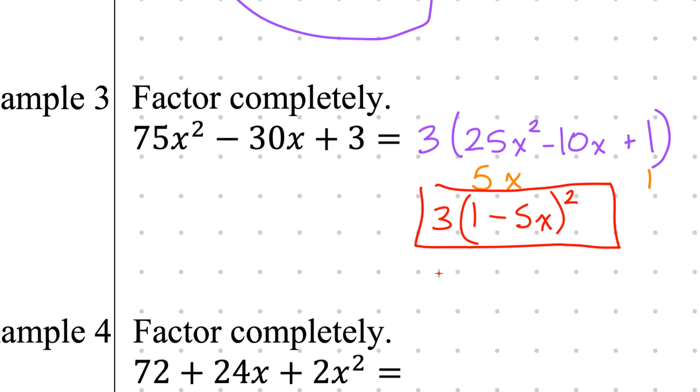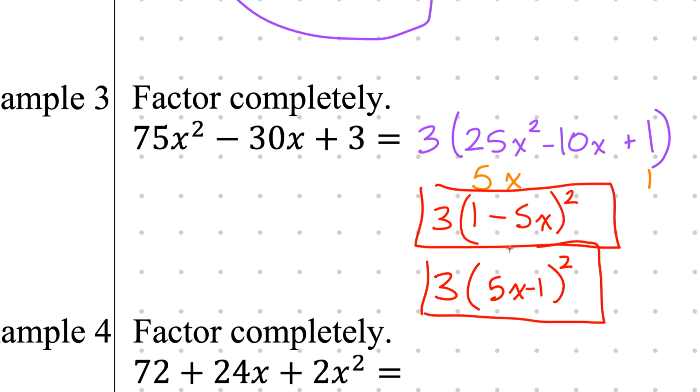And I'll write down the other answer just in case that's confusing. 3 times 5x minus 1. That is also an answer. Oh, squared. Maybe I should have left the square off so people could get some extra credit, but that's my fault. I'll do that next time.